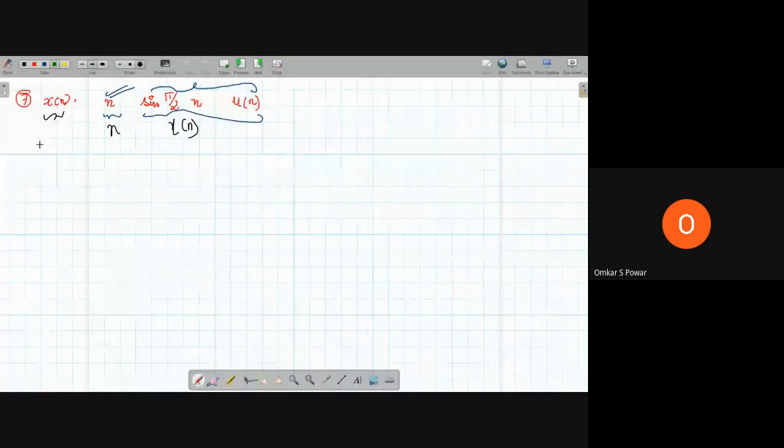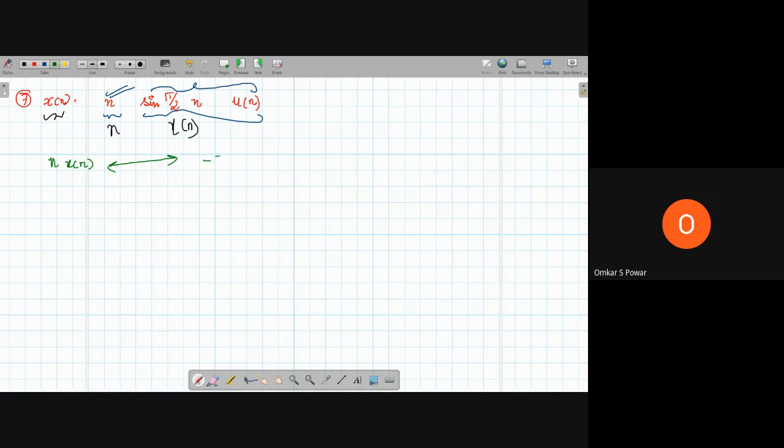Now let me go to another problem. Your x of n is nothing but n sine (pi by 2 into n) u of n. So again, n is there, and x of n is sine (pi by 2 into n) into u of n. What can we use? We can use the frequency differentiation formula. What is the frequency differentiation formula? According to it, the z transform of n x of n is nothing but minus z d by dz of X of z. So this is your property.